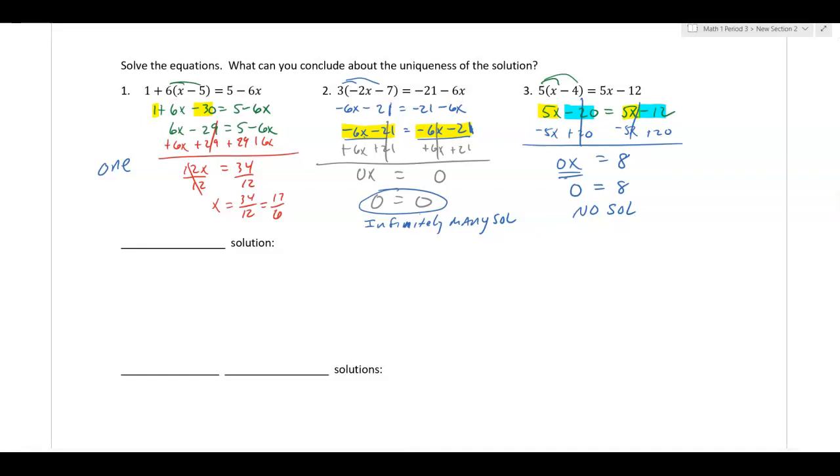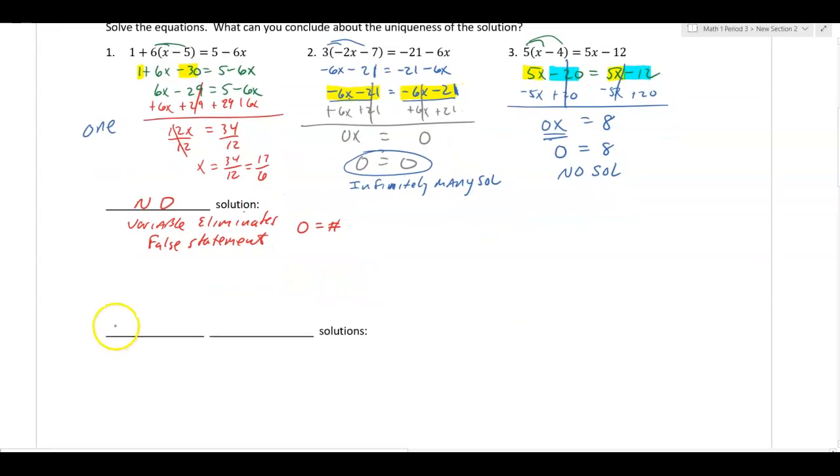So there are three possibilities we can get. One is we could get one solution: we can find one value of the variable that makes the linear equation true. We could also get no solution. With no solution, your variable eliminates and you end up with a false statement at the end, meaning you would get 0 equals some number. When this happens, your answer is going to be no solution.